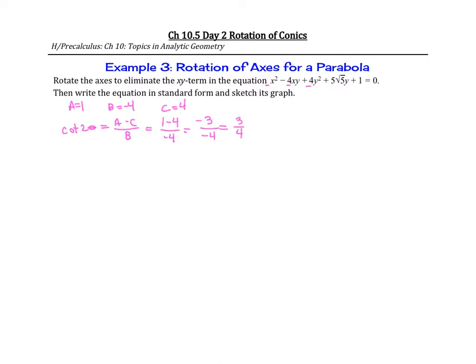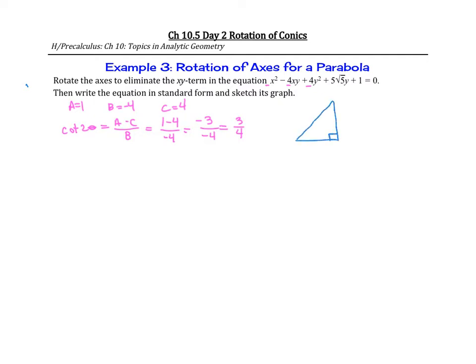Now this looks a little different than what we did previously. So before we had something like 1 over root 3, and then we could evaluate it. So at this point it's 3 over 4, so it's not something where the value is very easy to figure out on the unit circle. And so let's use what we know about right triangles.